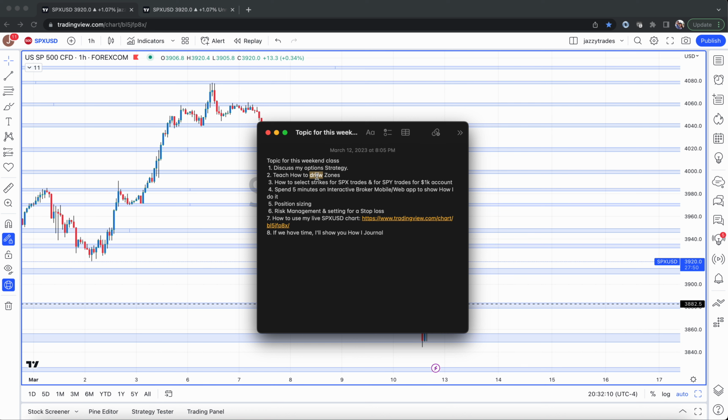Next is how to select strikes for SPX and for SPY trades.